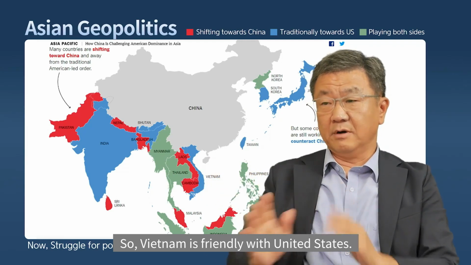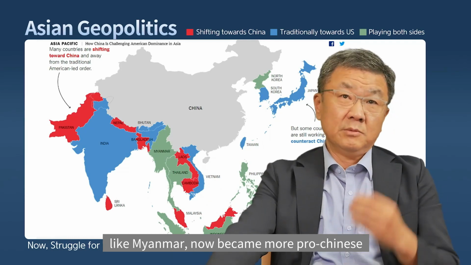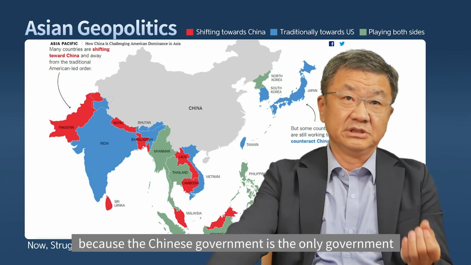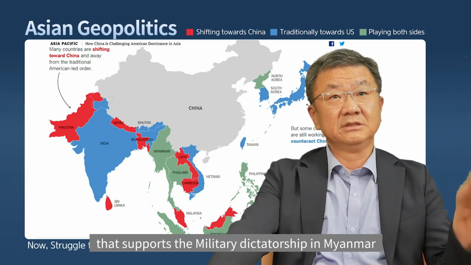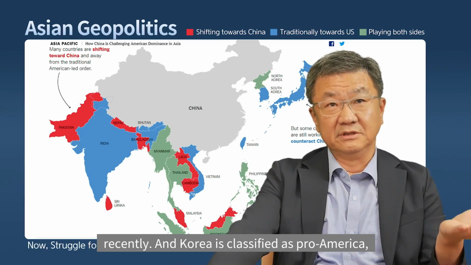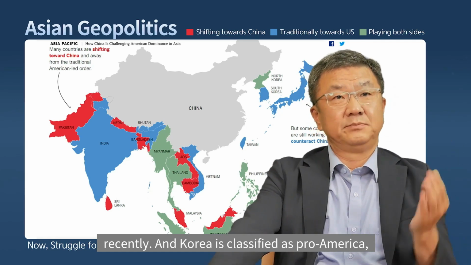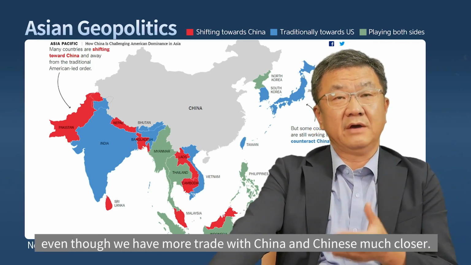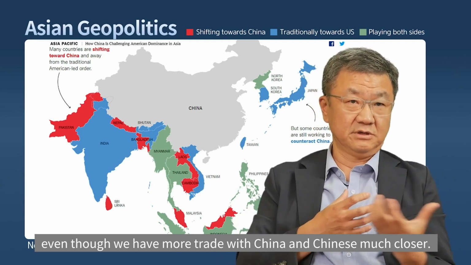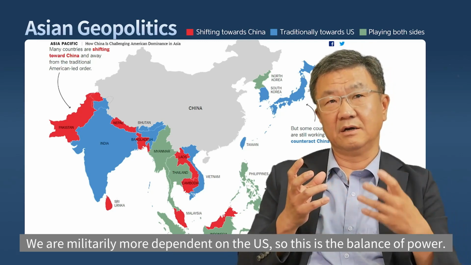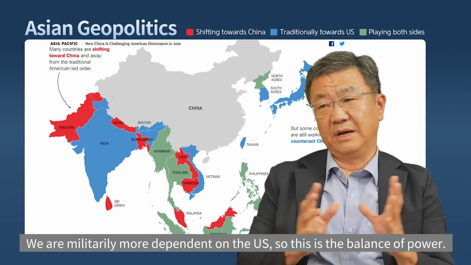So of course there are countries like Myanmar that now became more pro-Chinese because the Chinese government is the only government that supports the military dictatorship in Myanmar recently, right? And Korea is classified as pro-America. Even though we have more trade with China, and China is much closer, we are militarily more dependent on the US. So this is the balance of power.